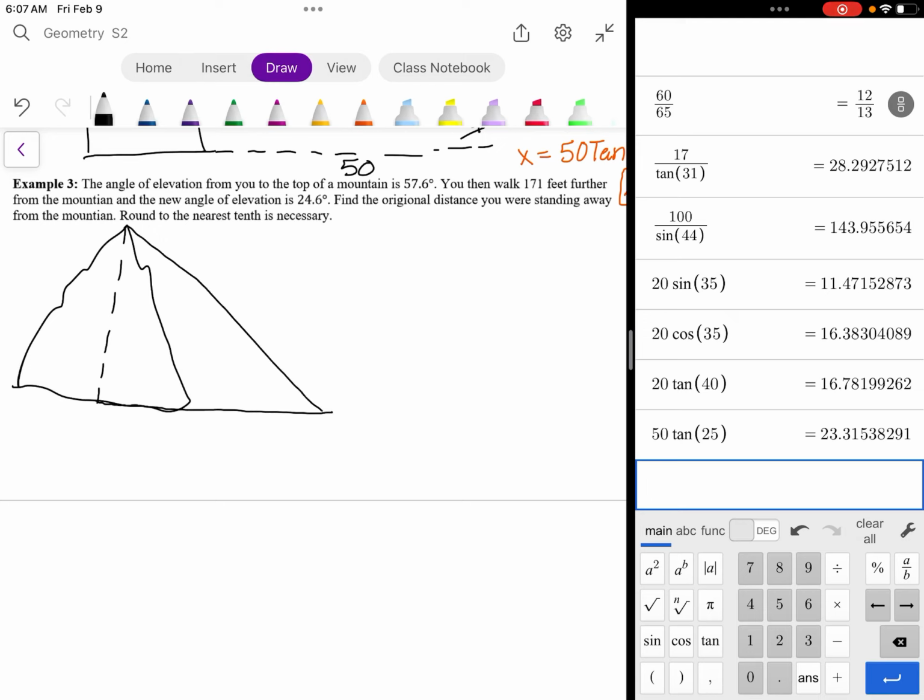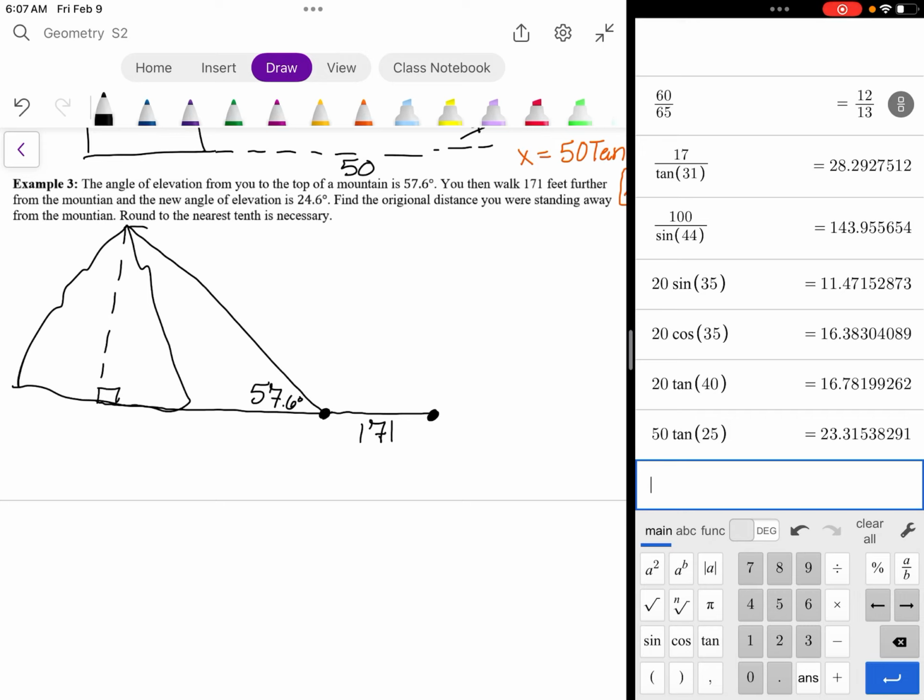we'll draw our triangle. This angle is 57.6 degrees in our right triangle. It then says you walk 171 feet further from the mountain. So we started here, now we're going further away, and this distance in between these 2 points is 171.